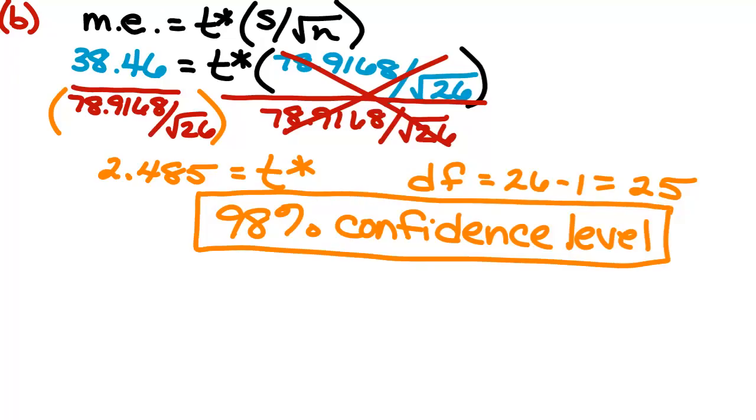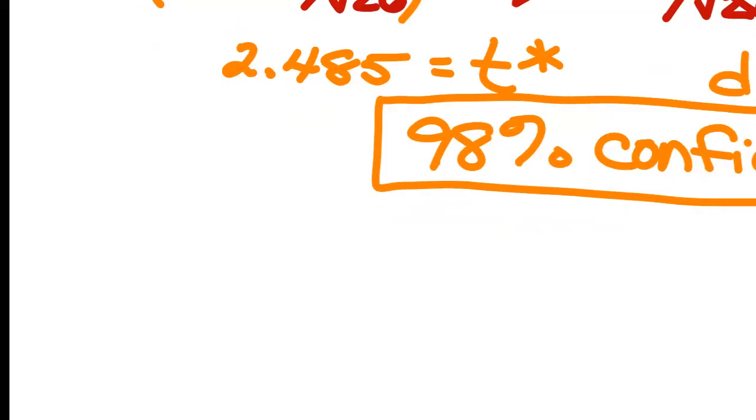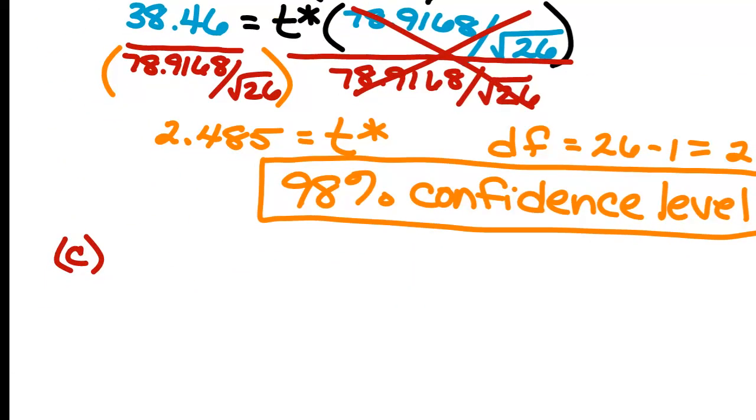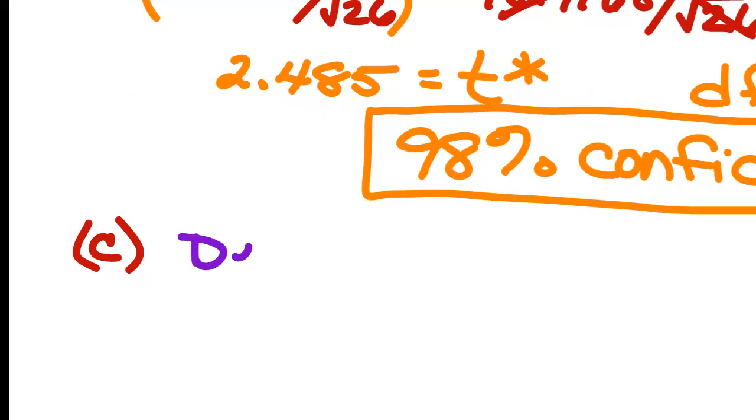All right, so part A is done, part B is done. Let's see if I have enough time for part C. Part C says, name two things the researcher could do to decrease the margin of error. Discuss a drawback of each. What's one thing they could do? We could decrease the confidence level.